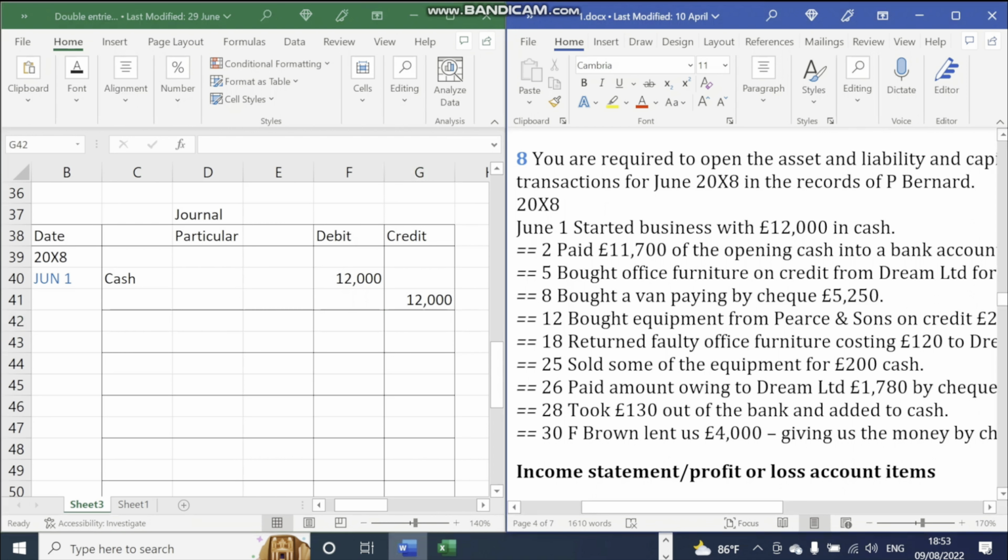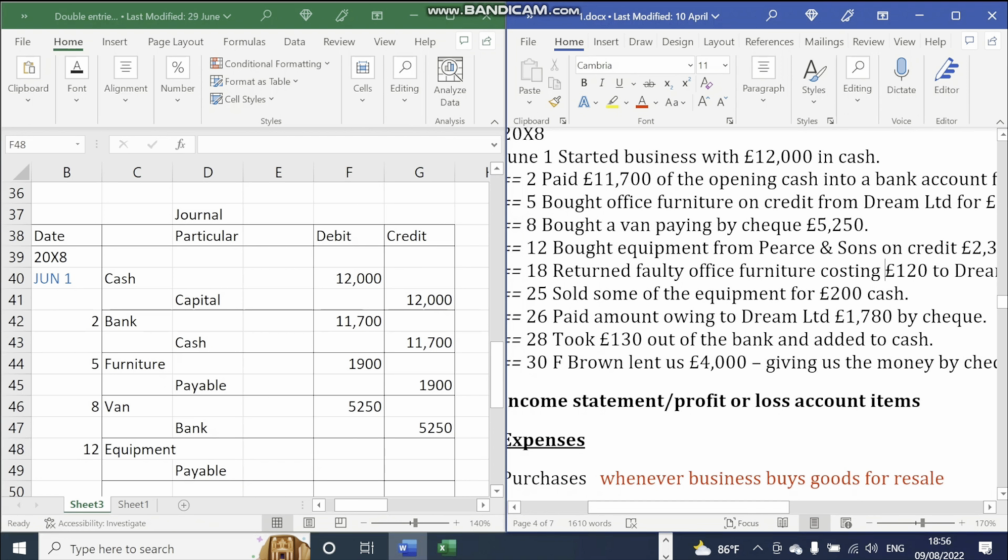Okay, next is 8th. Bought a van, paying by check. So van is an asset, increases debit. Check means bank. Bank is an asset, decreases credit. Amount 5250. 12th. Bought equipment. Equipment is an asset, increases debit. Bought equipment from Pierce & Sons on credit. So credit means payable. Payable is increasing, liability is increasing, so that will be credited. So 2,300 and 2,300.